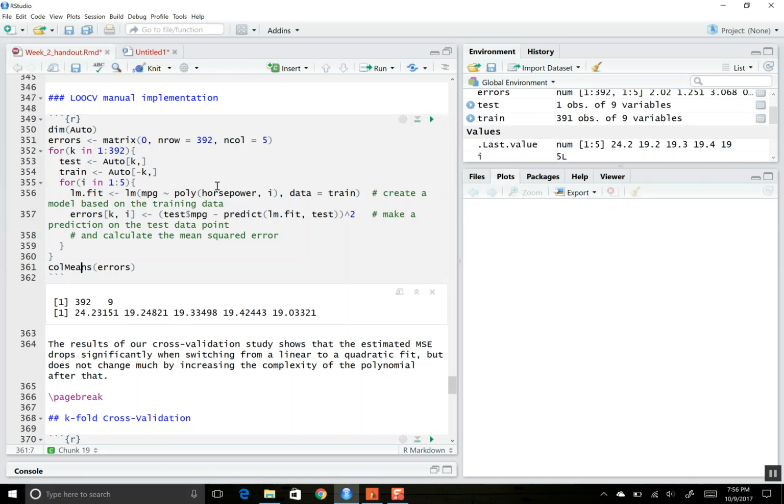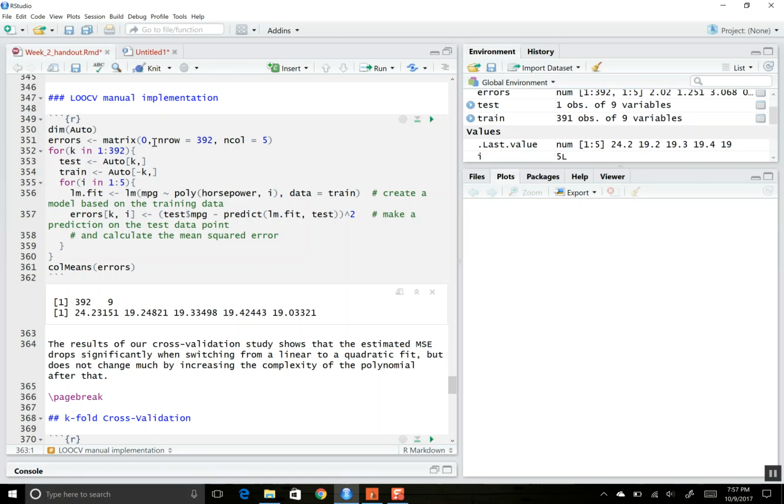Okay, and it's done. So this is the cross-validation error for the linear fit, 24.23, and then it drops down when we fit a quadratic polynomial. It drops down to 19.24, 19.33, 19.42. So after we go from a linear fit to a quadratic fit, we see a drop, but then not too much change after that. Does this make sense? This leave one out cross-validation and the manual implementation and the loops that I've built inside each other.